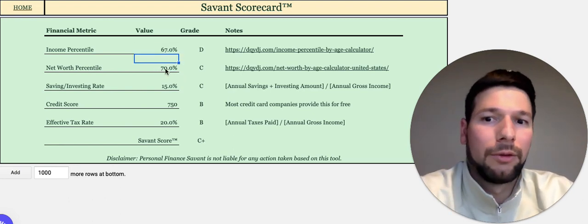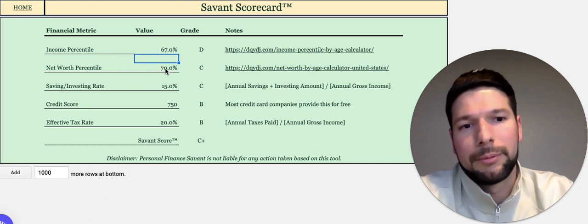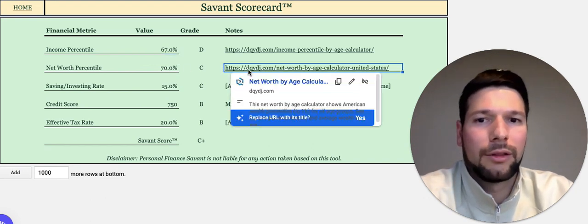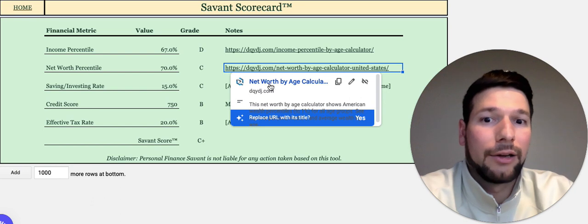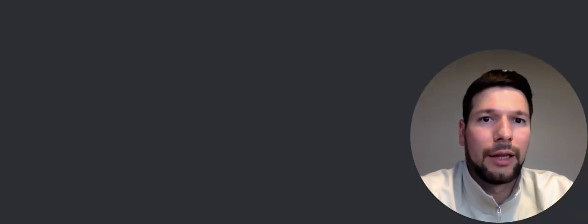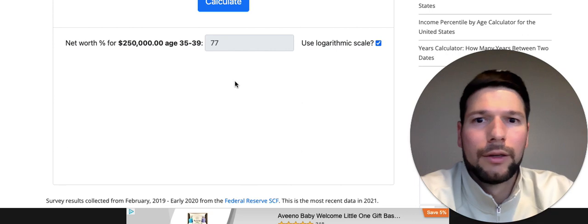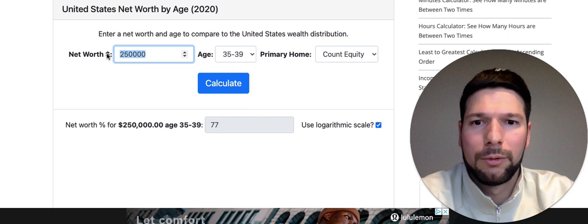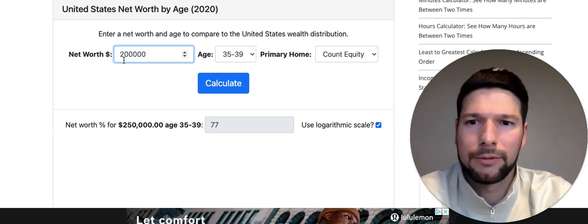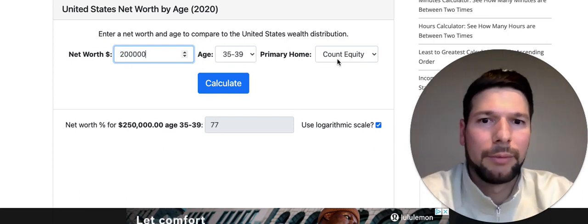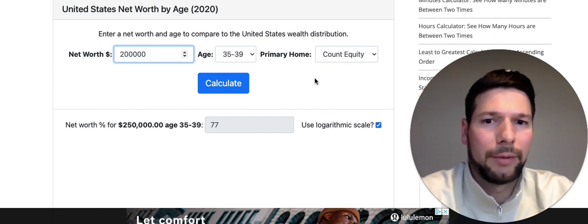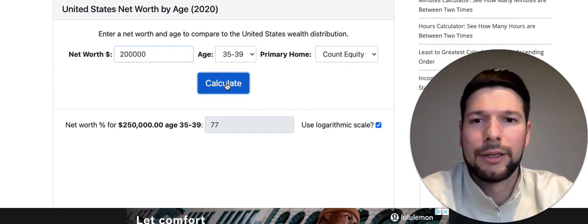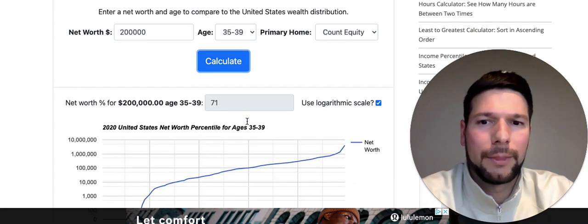You look at your net worth percentile. So this is the same type of idea as the income percentile, except it's looking at your entire net worth. And we kind of covered earlier how to calculate that with the other tool. And then if you go to this link, you can do the same type of quick calculation. So let's say your net worth is $200,000. You're in that 35 to 39 bucket. We're going to count your equity in your primary home in your net worth calculation and just hit calculate. And then that'll tell you where you fit.